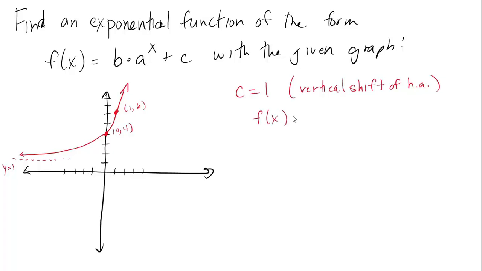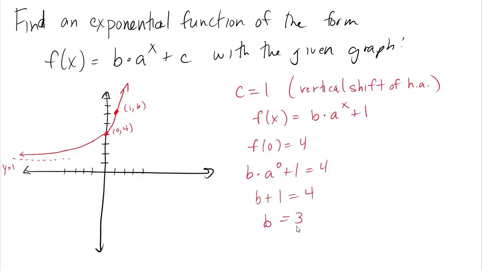We know that f of x is equal to b times a to the x plus 1. Now we can solve for b by using this y-intercept. We know that f of 0 is equal to 4, so that means that b times a to the 0 plus 1 is equal to 4. Well, a to the 0 is just 1, and b times 1 is b, so that's b plus 1 equals 4, and so b equals 3. The graph got stretched by a factor of 3 and then shifted up 1 unit, and that's why the point wound up at 0, 4.